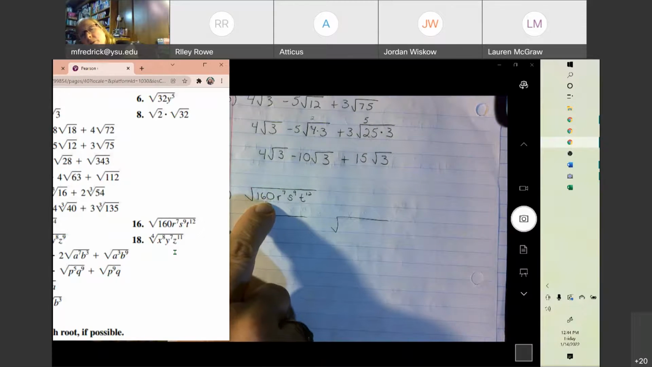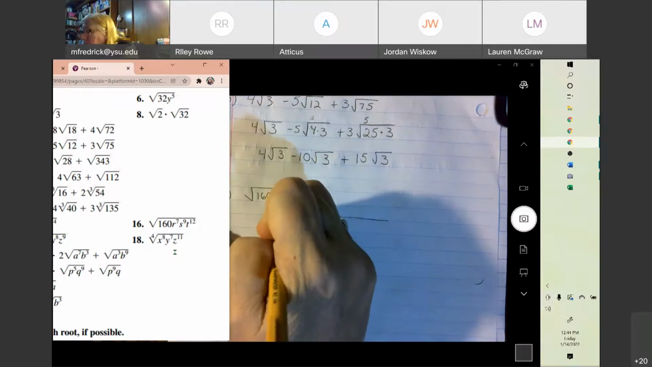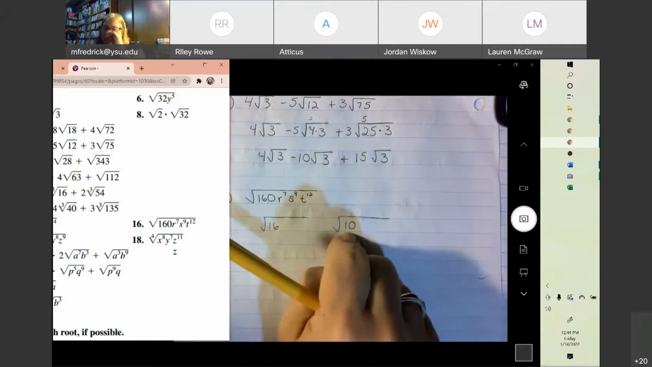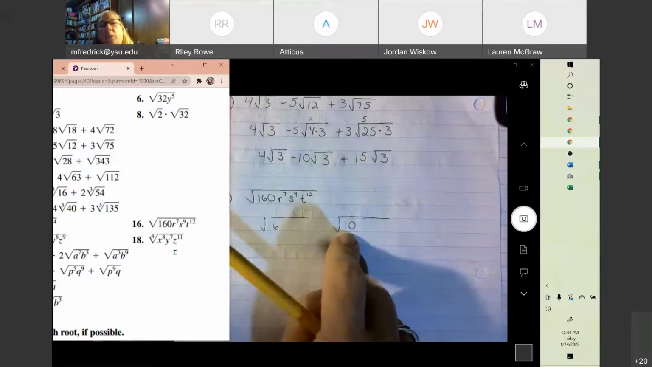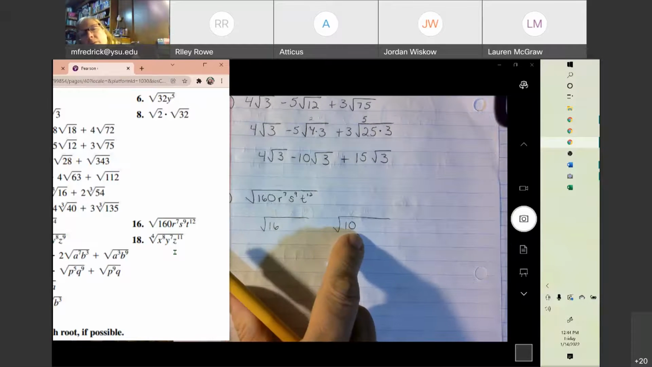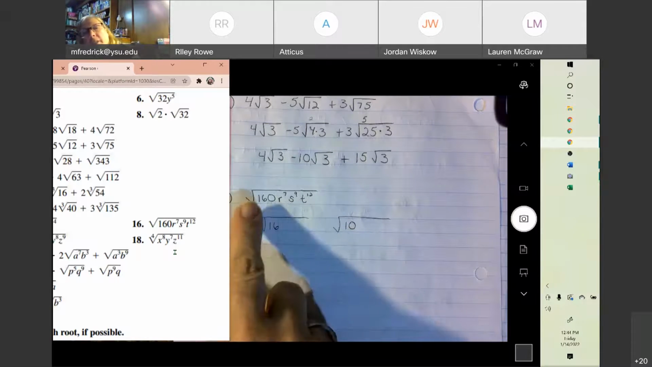16 is a perfect square. So 16 times 10 gives me 160. 10 is only 2 times 5, so 10 will not simplify at all. So this part will, this part won't. 16 times 10 is 160.